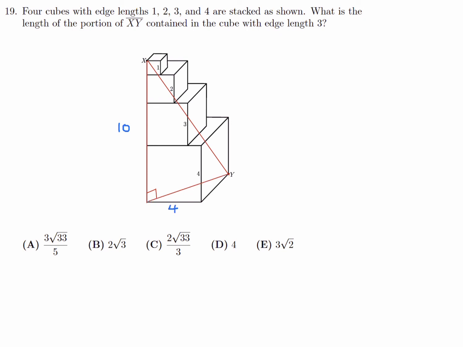Well, this is 4 and this is 4, so I can figure out this length, and let's just call this z. So I'll call this yz. yz squared is 4 squared plus 4 squared. So that's 16 plus 16, which is 32, and therefore yz is root 32. So now I can figure out xy.